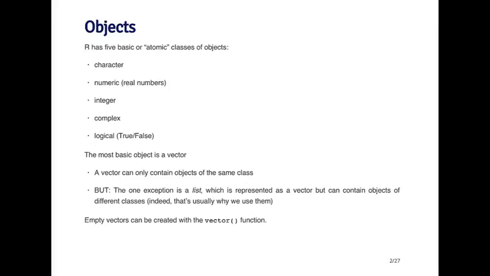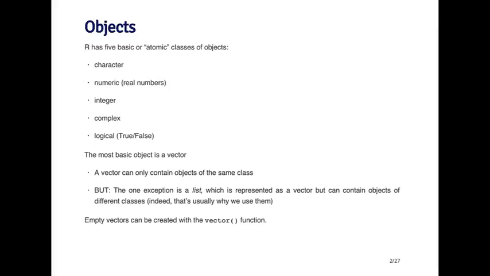A vector can contain multiple copies of a single type of object. So you can have a vector of characters or a vector of integers. One thing you cannot do with a standard vector is have mixed types of objects. So you cannot have a vector of characters and numerics, or numerics and integers, or integers and logicals. Everything in a vector has to be of the same class.